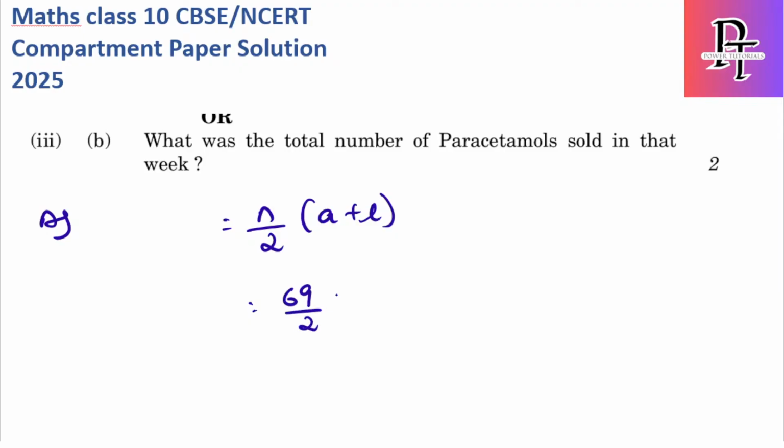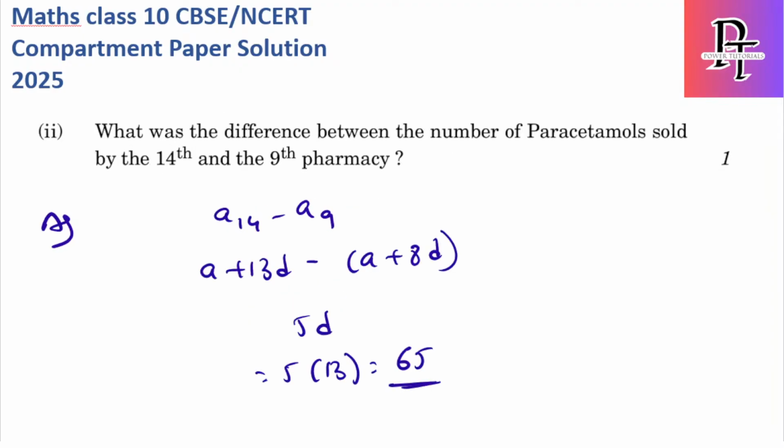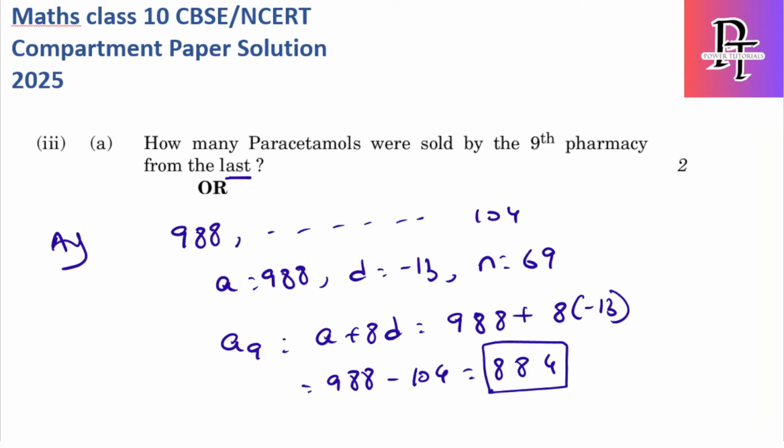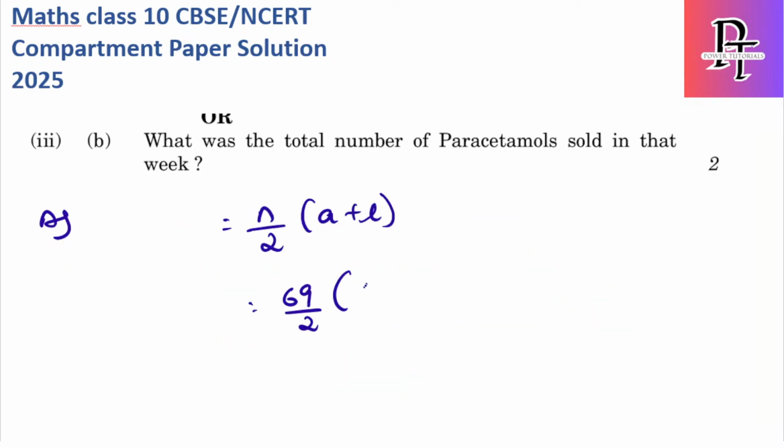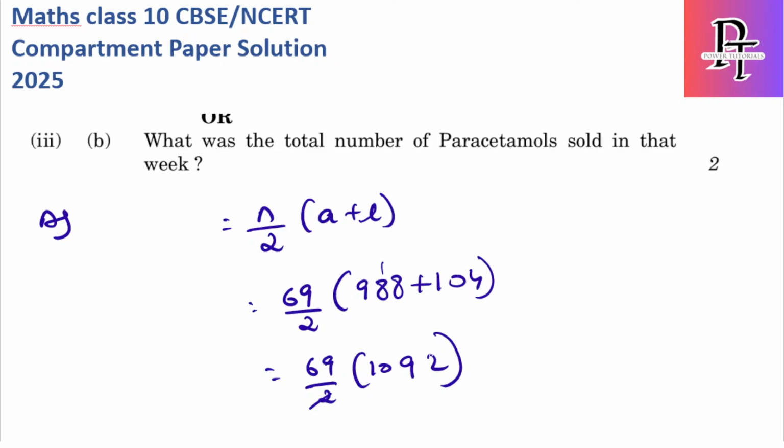69 by 2. A and L values are 988 and 104. Just add these two. 8 plus 4 is 12, 1, 8 plus 1 is 9, 9 plus 1 is 10. Divide by 2. 2 5s are 10, 2 4s are 8, 2 6s are 12. So 546 into 69 I have to do.